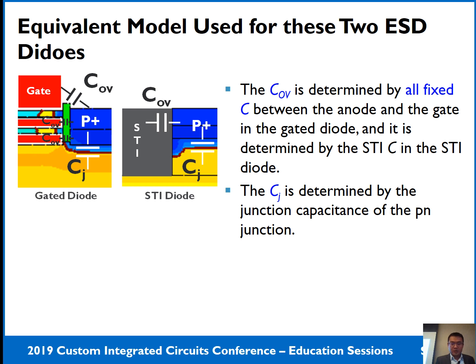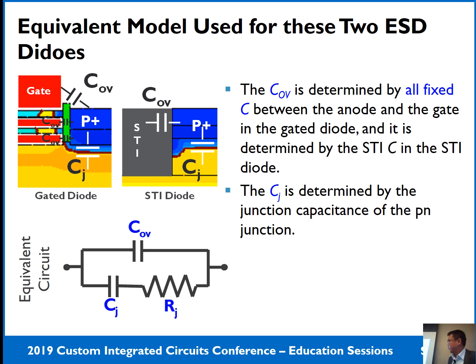So here we use this two parallel capacitance model to emulate this parasitic capacitance inside these two different diode structures. The first capacitance element, which we call the overlap capacitance, is determined by all the fixed capacitance between the anode and the gate structure in the gated diode, and by the STI capacitance in the STI diode.